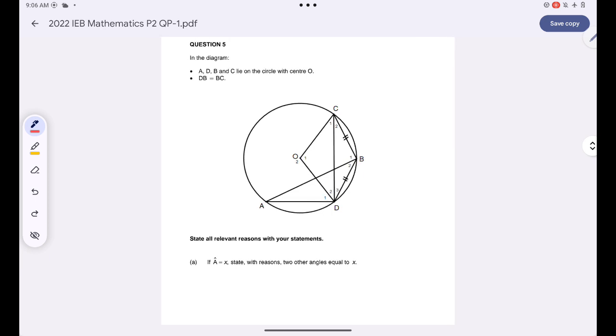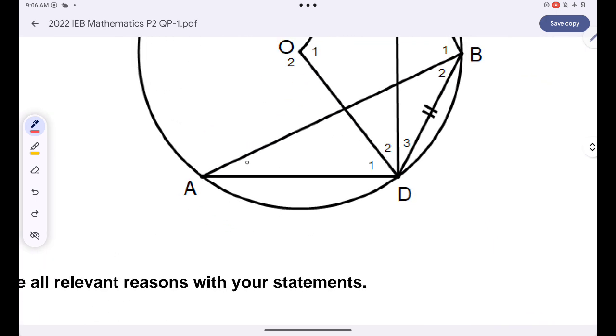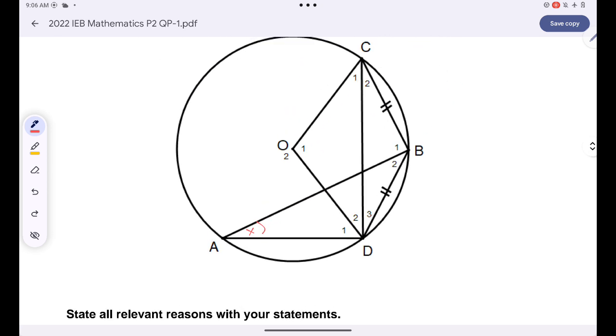Question 5. We are told that in the diagram we have A, D, B, and C, and they all lie on the circle with center O. And then we are told that DB is equal to BC. State all relevant reasons for your statements. If angle A is equal to X, state with the reasons the other two angles which are equal to X. So if this angle over here is X, which other angle is equal to X?